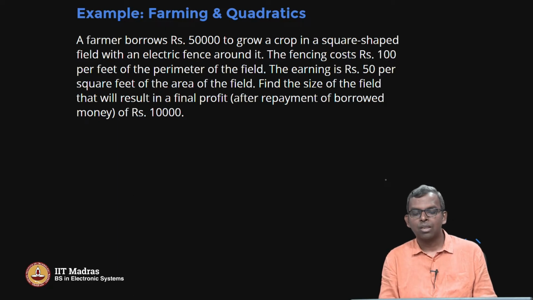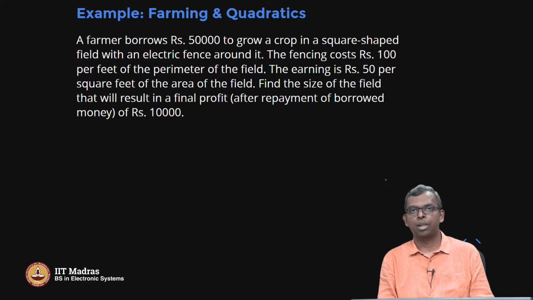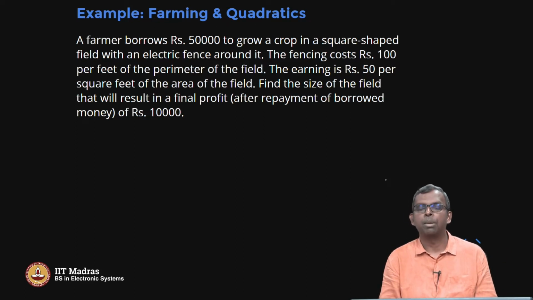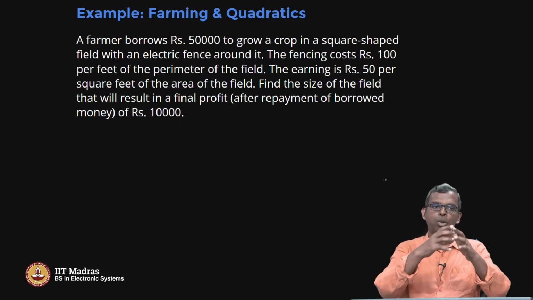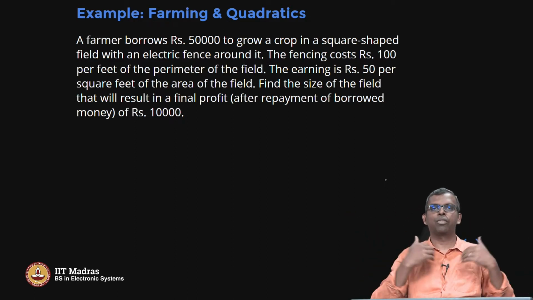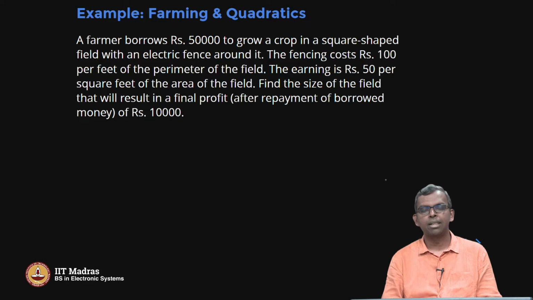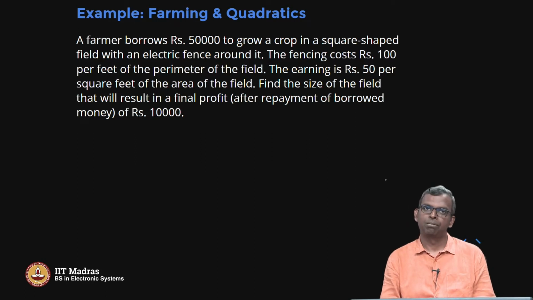So now the farmer is interested in a final profit of rupees 10,000. So final profit after all the costs and after repayment of the borrowed money that he's got. Now how big should the field size be? That's the question. I hope the question is clear. The farmer is trying to figure out how big he should make his field so that he can eventually get a 10,000 rupee profit. Is that okay? I hope it's okay.